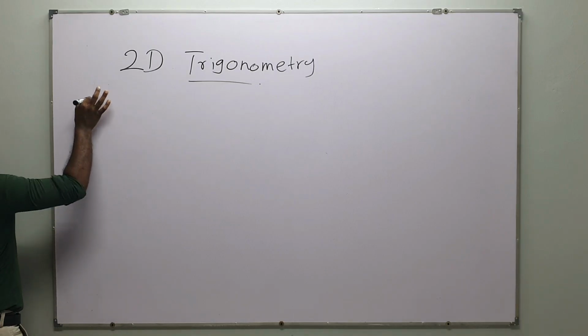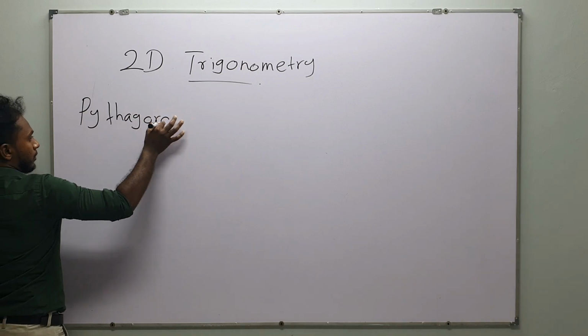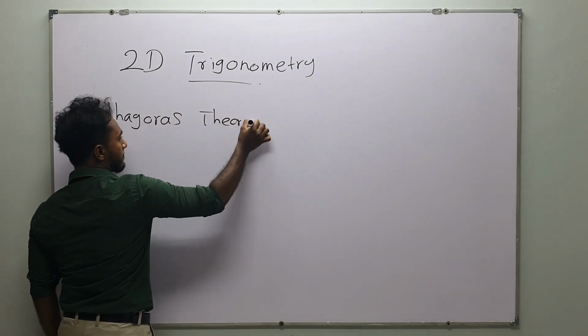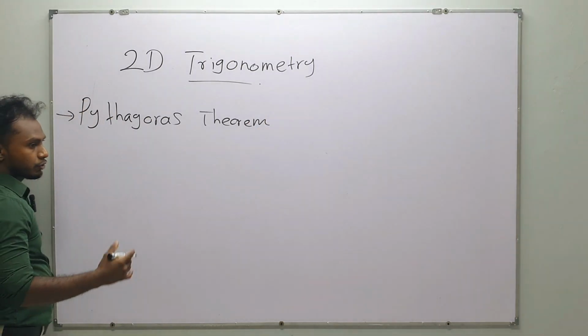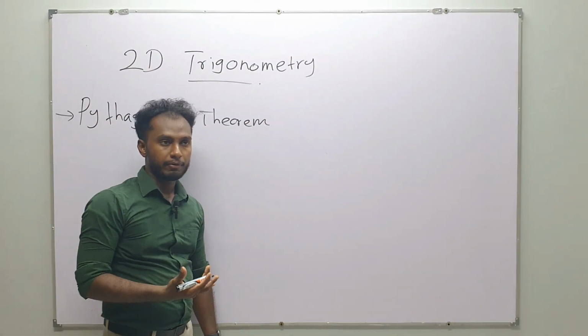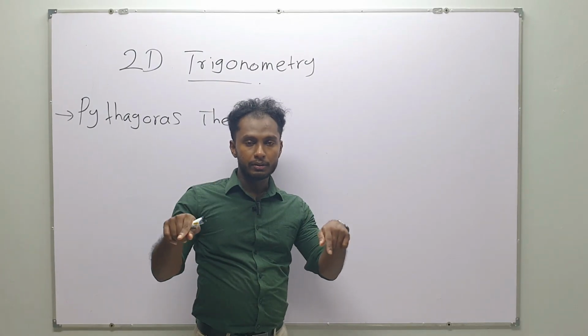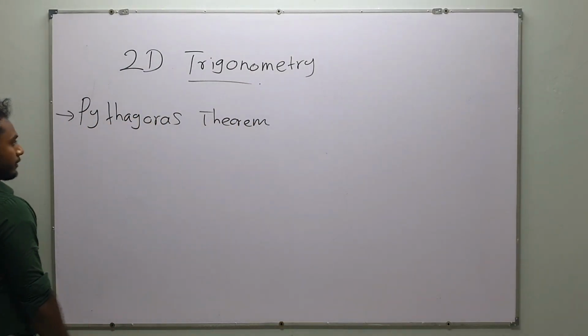Okay, first I will take the Pythagoras theorem as a subtopic under this 2D trigonometry. You might have learned the Pythagoras theorem previously, but we'll learn it here also, because having all the theories in one place will be easy for your studies, right?